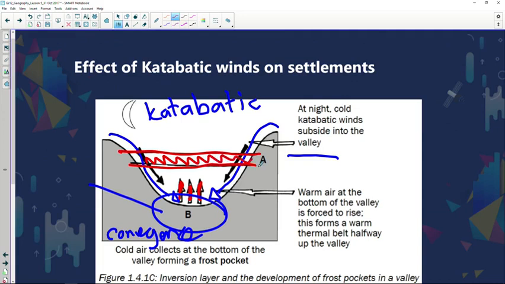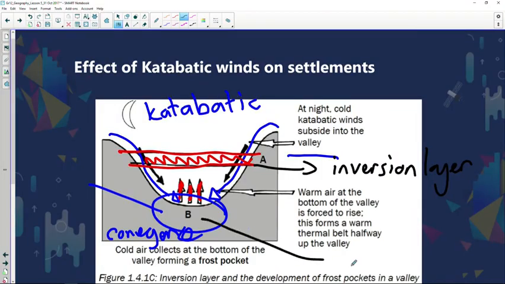Now this thermal belt creates the inversion layer. The first time you were introduced to inversion layers was in grade 10 when we looked at the structure of the atmosphere. Now an inversion layer is basically an abnormal lapse rate. We discussed it in the previous lessons. If I'm standing over here and I go and climb Kilimanjaro, what's happening with the temperature? The temperature is decreasing with altitude. But what happens with the inversion? It's an increase of temperature with an increase of altitude.